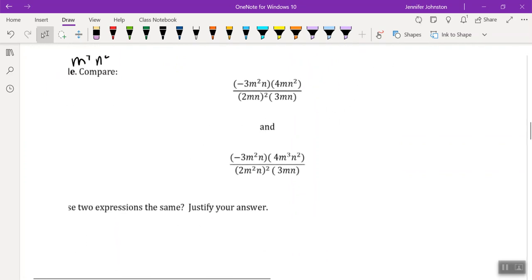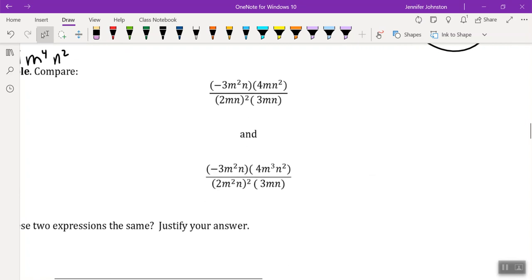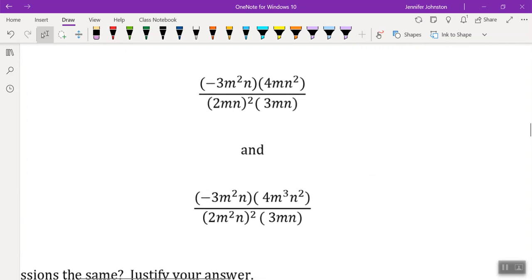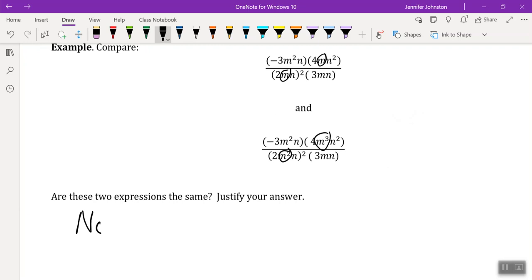And then our last question, we're comparing. Are these two expressions the same? Justify your answer. Okay, so it's kind of like those games where you have to see if you see any differences. All right, do I see any differences in the first term right here? Nope, those look the same. What about here? Hey, that looks different. What about here? That one looks different. That's not squared. And those. So are they the same? No, they are not the same.